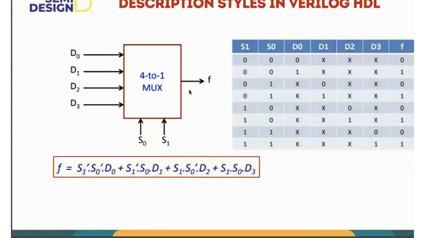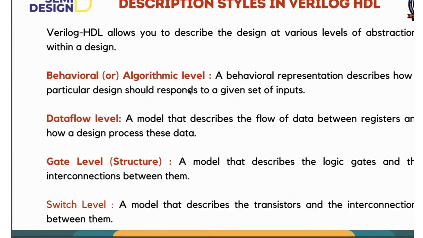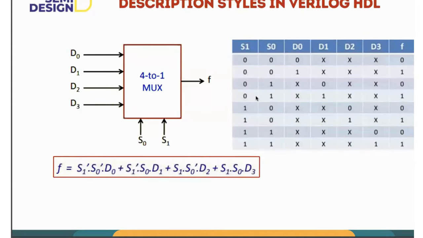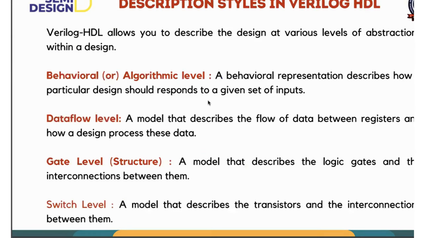If you observe here, suppose this is a multiplexer from digital electronics. For a multiplexer, we can design in four ways. First, we take a truth table. From the truth table, we get the logic expression. From the logic expression, we get the circuit diagram. So in Verilog HDL also, we can write in different ways. This is the designing. We can write the program in behavioral, data flow, gate level, or switch level. Behavioral means we take the truth table.